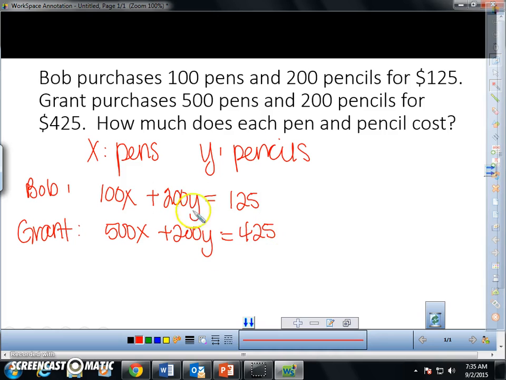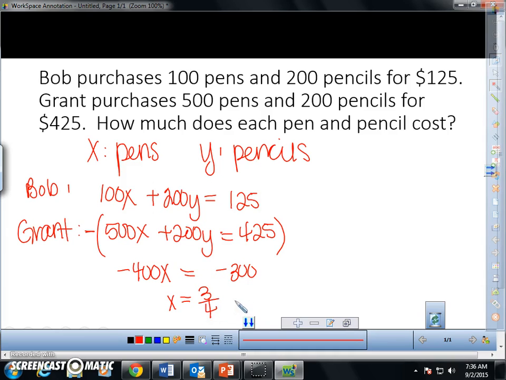So looking at each of these methods that we now know how to use, elimination is probably going to be our easiest one since they both bought 200 pencils. So if I take this and subtract out everything in the second equation to eliminate the y's, I'm left with 100 minus 500, which is negative 400x. My y's go away, and then 125 minus 425 is going to give me a negative 300. From there, I divide by my negative 400, so I get x is equal to 3/4.